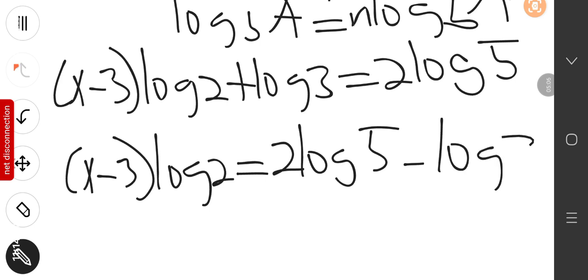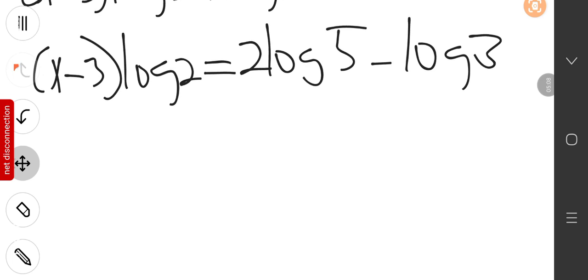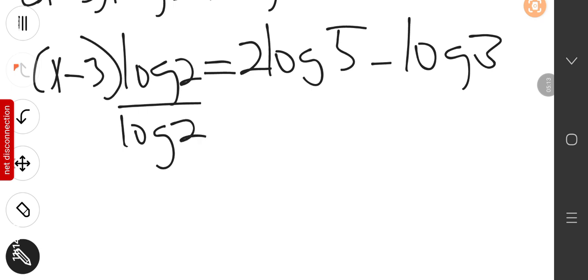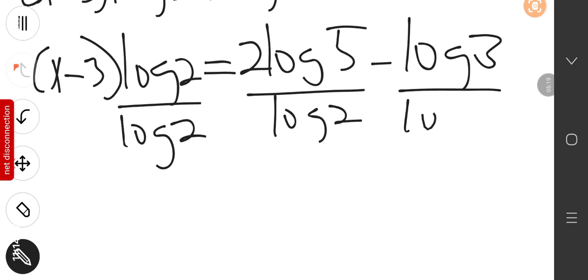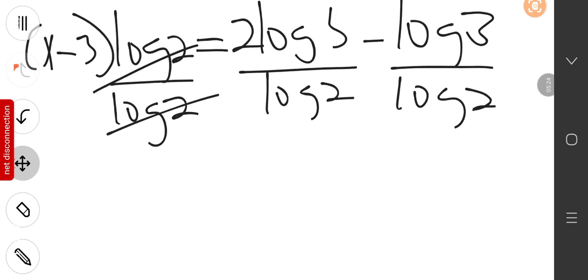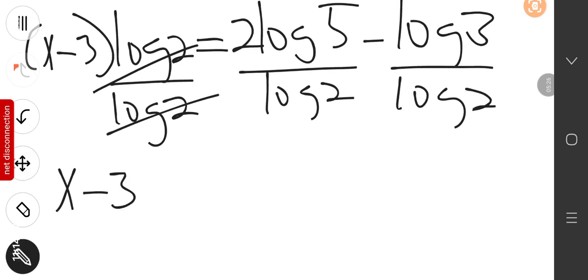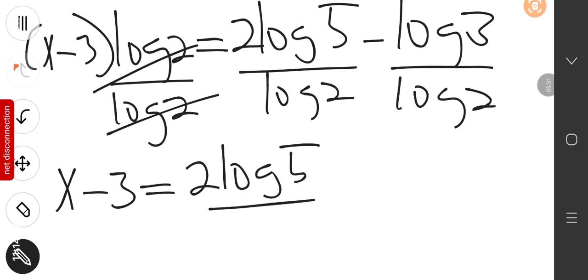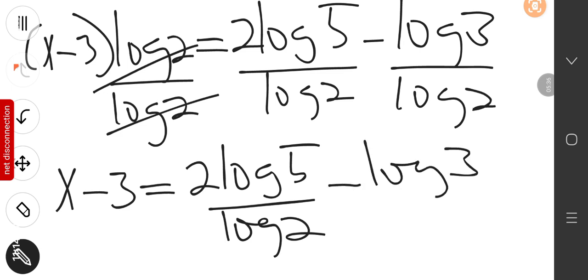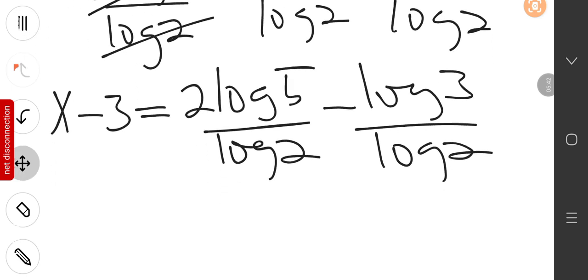Now the next thing we're going to do is divide here by log 2, here by log 2, and here by log 2. So this and this will cancel. So now we have x minus 3 equals 2 log 5 over log 2 minus log 3 over log 2. So this is what we have.